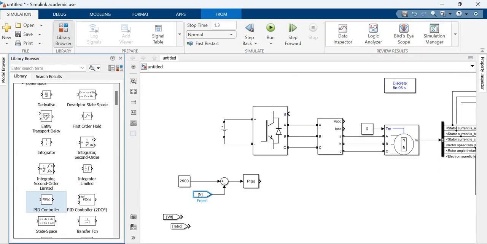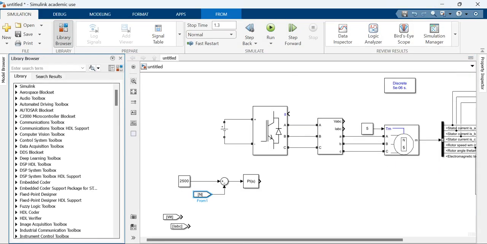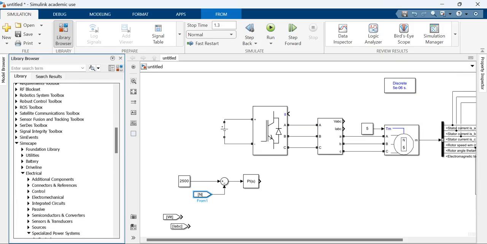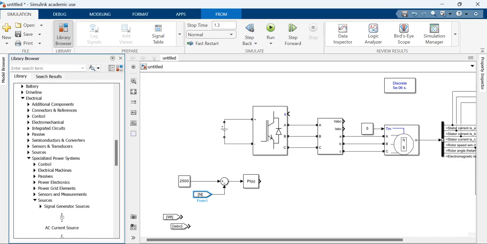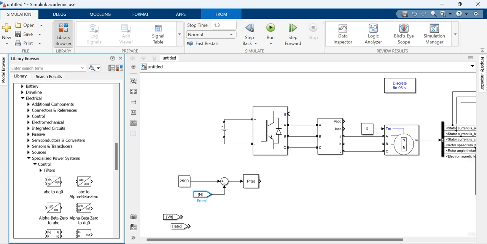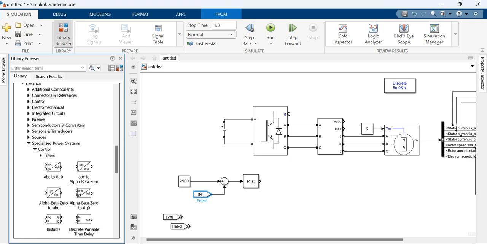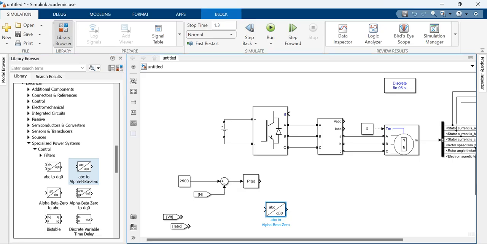For which, again, you go to library browser under Simscape, specialized power systems. I think it is available in control. Yeah, you have ABC. I need ABC to alpha beta. You can see here ABC to alpha beta 0. So let me drag it and put it here. All the 3 currents are available here. So ABC is available, and this is being converted into alpha beta.